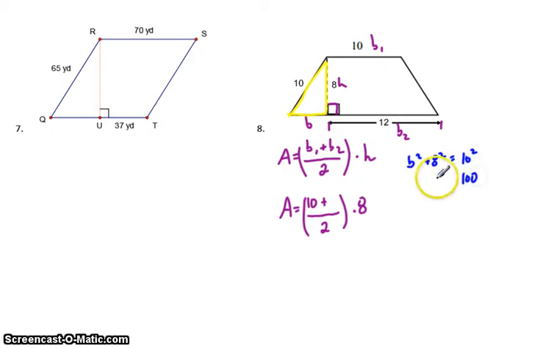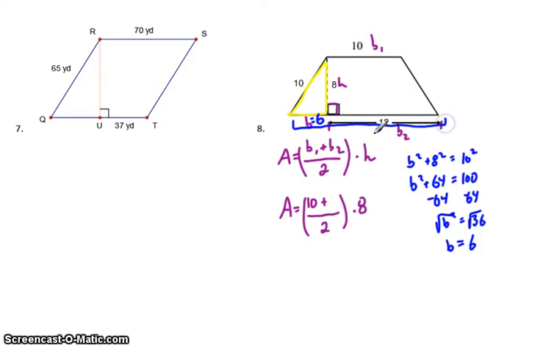10 squared is 100. 8 squared is 64. We'll bring down that b squared. We subtract 64 from both sides, and we yield that b squared equals 36. Taking the square root of both sides leaves us with b equals 6. So now that I know the missing part of the base is 6, I can find that the entire base is 6 plus 12, which will be 18.